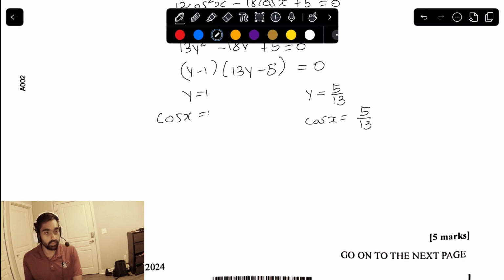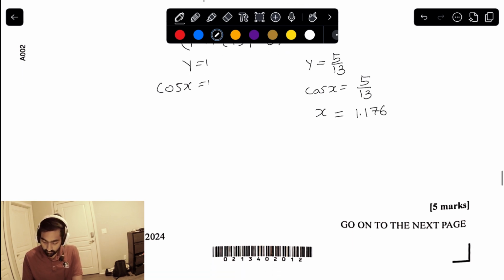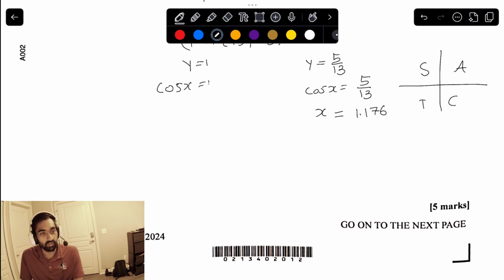Let's do cosine x is equal to 5 over 13 first. The first thing that you should do is figure out what the principal value is. If you were to just do cosine inverse of 5 over 13 in your calculator, you get 1.176. Now, here cosine x is positive, so if we draw our quadrants, it's going to be ASTC. All school teachers care, that's how I remember it.